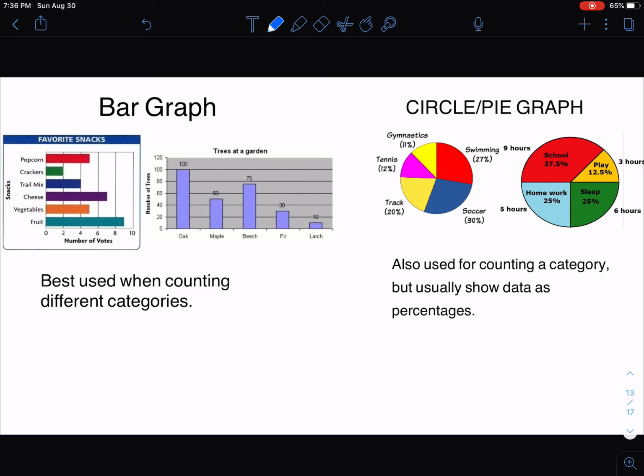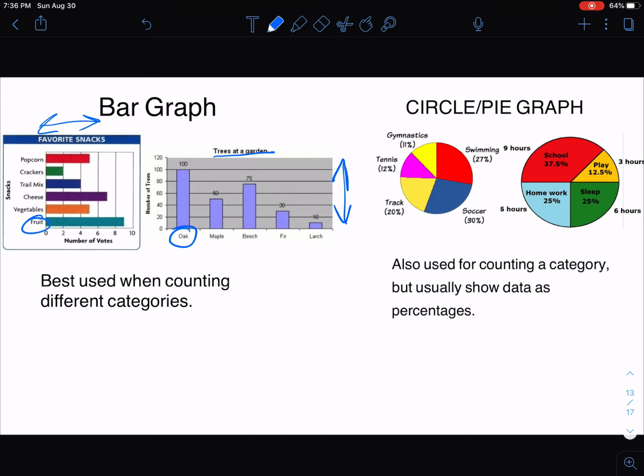But you can also easily read a bar graph. Looking at the trees in the garden, right here, we know that there were more oak trees than any other trees because of the bar graph, easy to read. For favorite snacks, we know that fruit is the favorite snack based on the number of votes in the bar graph. And you can make bar graphs that are vertical, meaning going up and down, or horizontal, going left and right. Either one is correct, it's just your preference.